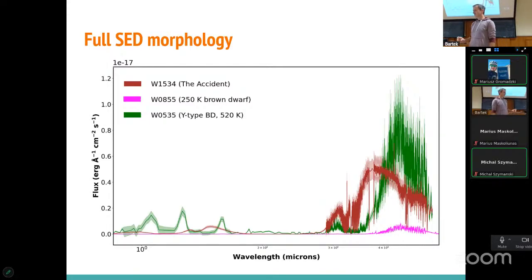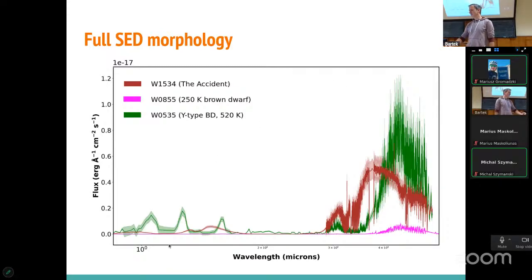So in the red is our target. In the green curve is a spectrum of a 500 Kelvin brown dwarf, something that, at least in terms of temperature, we should expect to be similar. And in the pink is the coldest known brown dwarf, which has 250 Kelvin. But as you can easily see, our target is completely different from those kinds of objects, the other brown dwarfs.